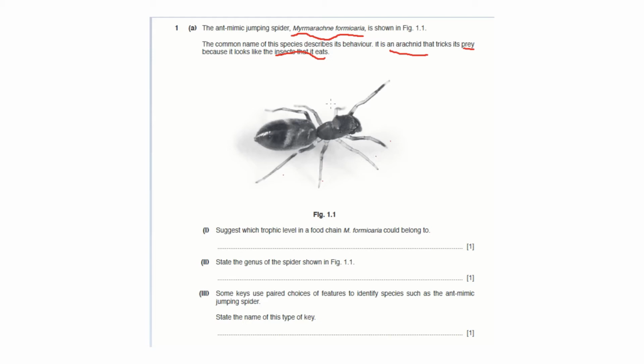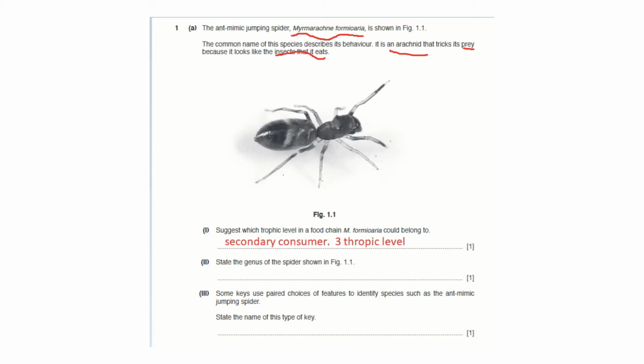So if it eats another animal, then a good answer would be that it's a secondary consumer. You could also say third trophic level. But I do think that secondary consumer is the best answer.